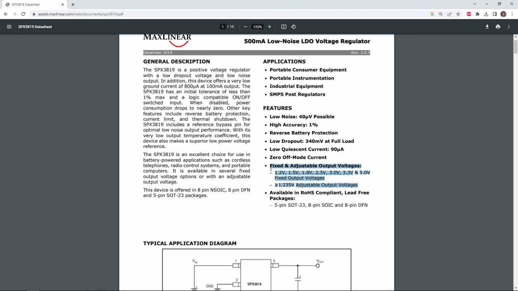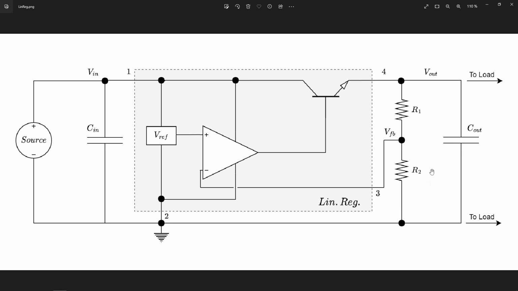LDO regulators are available in fixed and adjustable output voltage versions. Typically, these are nominal increments: 1.2 volts, 3.3, and of course higher ones as well, such as 9, 12, 15, 18 volts, and so forth. For full flexibility, there are pretty much always adjustable output voltage variants of that particular regulator. Then, as we saw in the diagram, we need to attach external resistors, and depending on the resistor ratio, we can then set various output voltages.